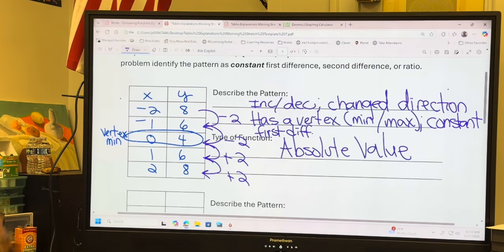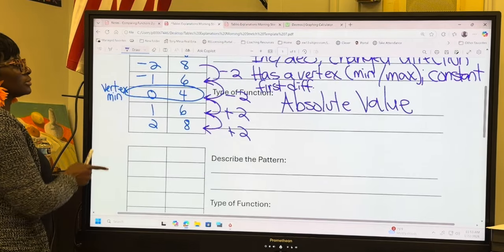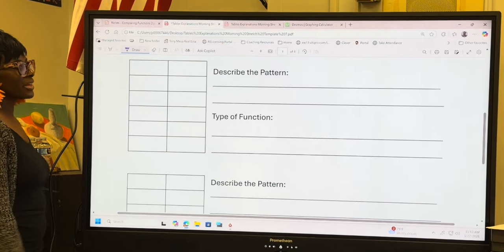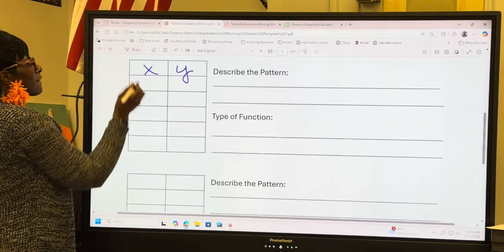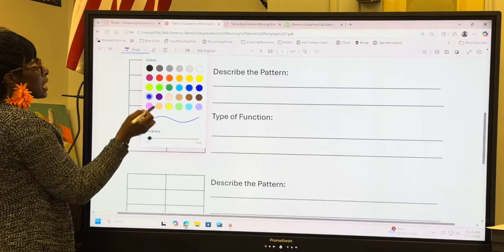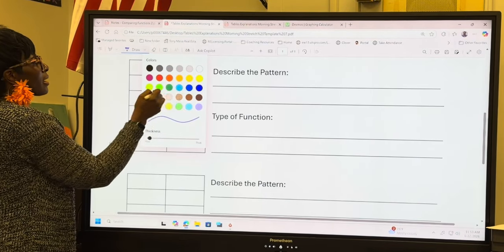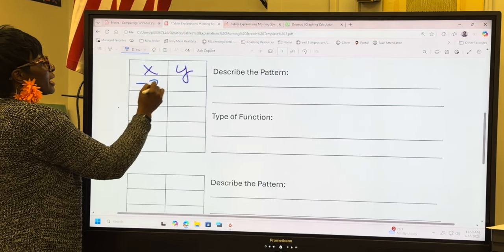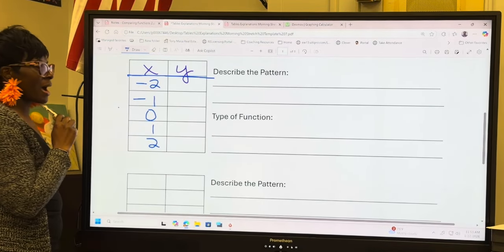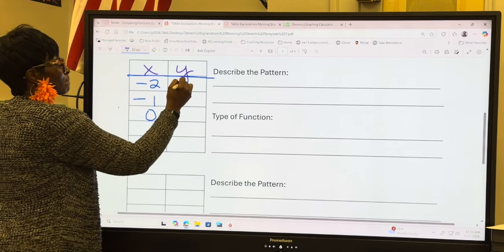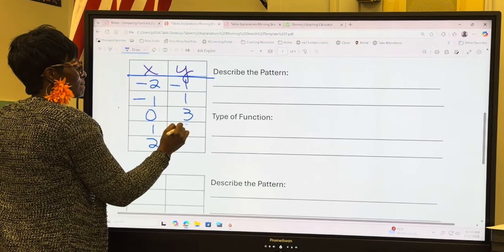Everybody good here? Do we understand how to identify absolute value? Yes? All right. Let's move on. Let's talk about the second one. Again, we got X and Y, right? And then we have -2, -1, 0, 1, and 2. All right, what is my range for this one? -1, 1, 3, 5, 7.